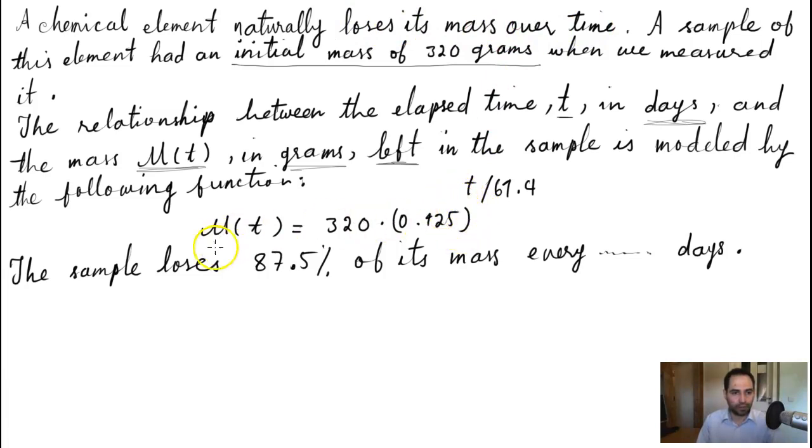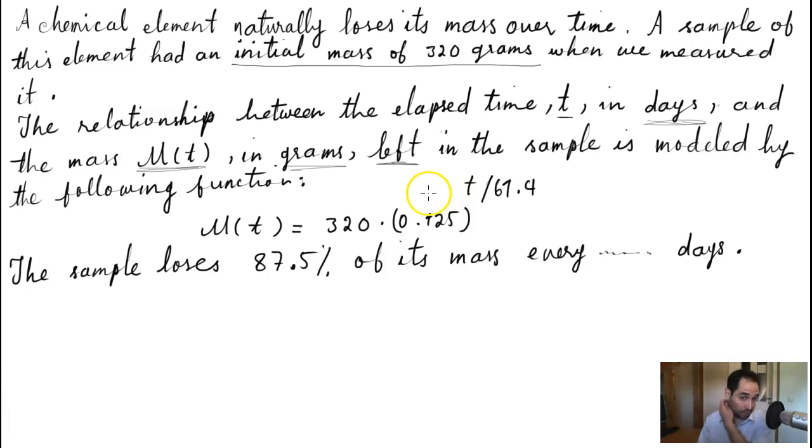Now the question is, the sample loses 87.5% of its mass every how many days? What you need to understand here is first what sort of relationship we have between m of t and t. So m of t is 320 times 0.125 raised to the power t divided by 61.4.